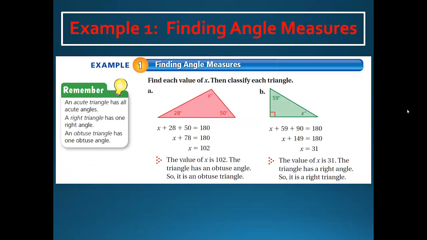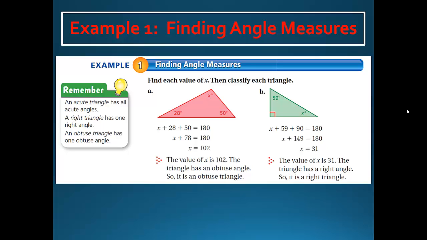For our first example, we're finding angle measures. Find each value of x, then classify each triangle. For A, we're going to have x plus 28 plus 50 equals 180. We can then solve this equation, so we'd have x plus 78 equals 180. We would then subtract 78 on each side, and x equals 102. The value of x is 102. The triangle has an obtuse angle, so it's an obtuse triangle.